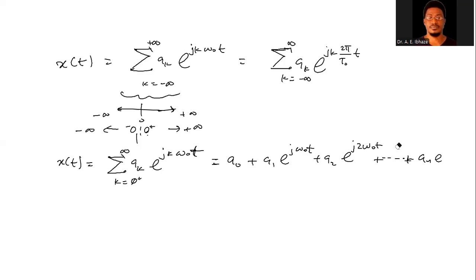It's n. That'll be j n omega naught t. Thanks for the observation.